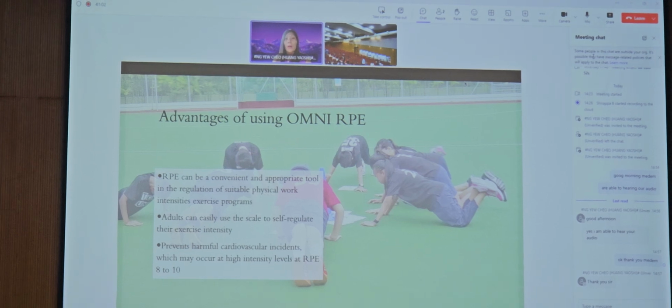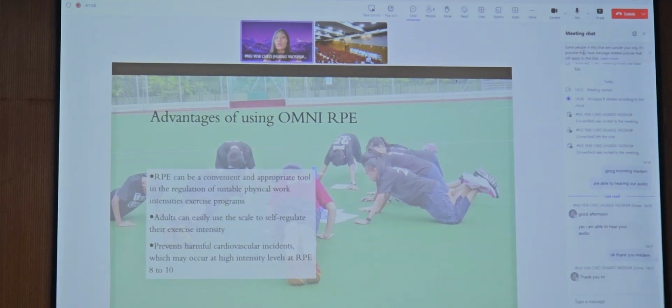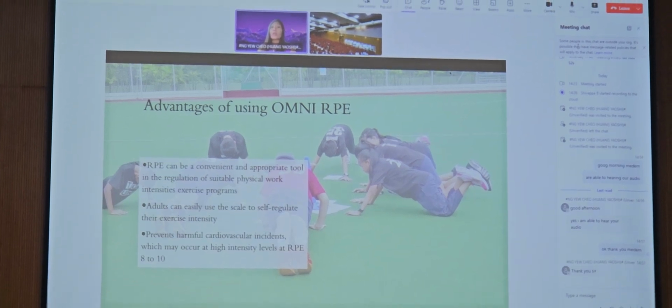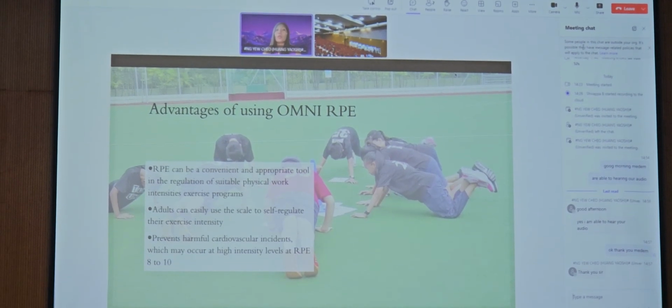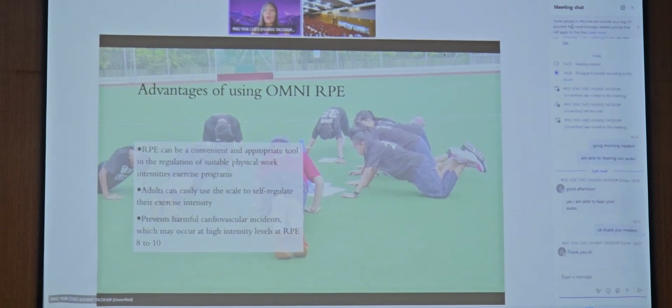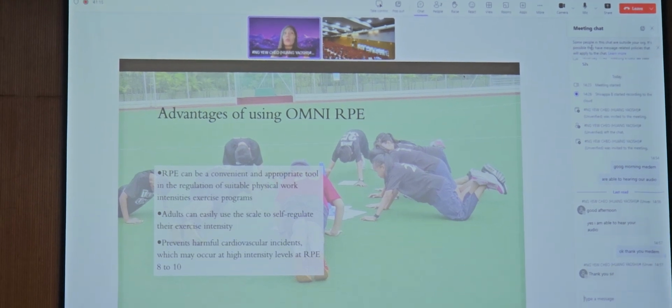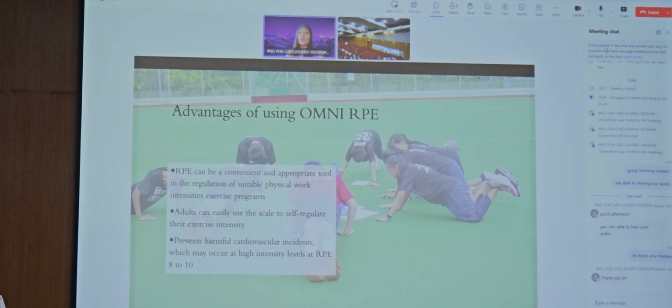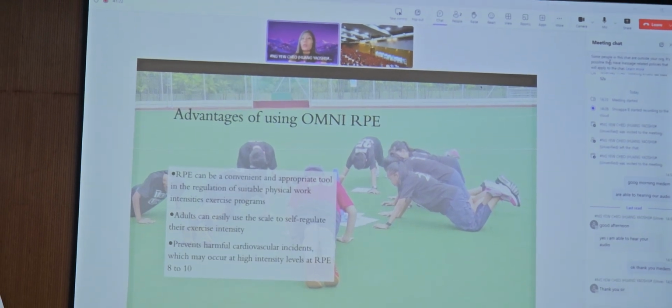In addition, RPE can be a convenient and appropriate tool in regulating suitable physical work intensity in exercise programs. Adults can also use it easily to self-regulate the exercise intensity. And we want to prevent RPE 8 to 10, because it will prevent harmful cardiovascular incidents, which can occur at RPE 8 to 10.